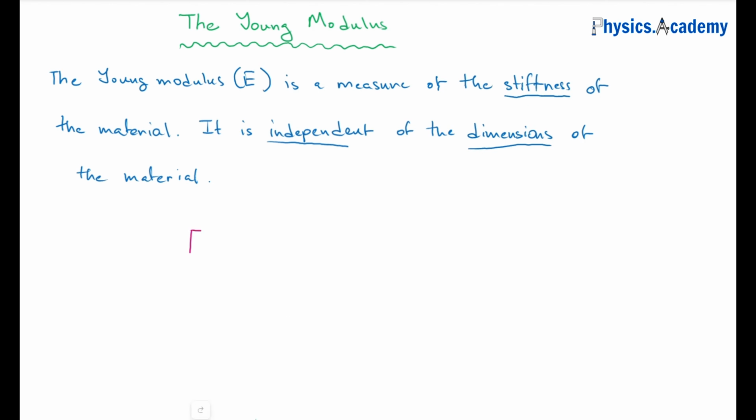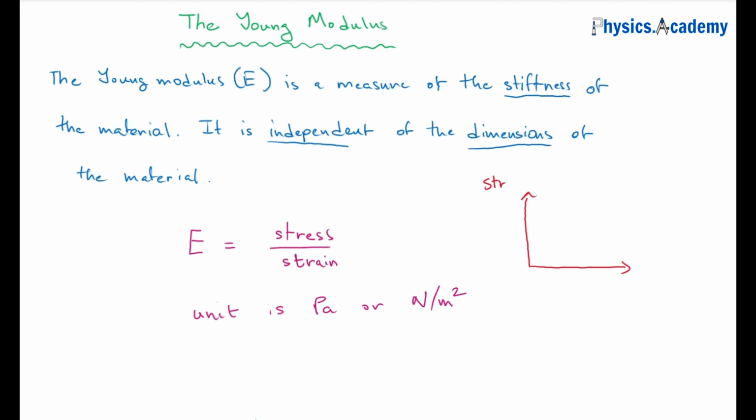To calculate the Young modulus, we divide stress by strain, and this will have the same unit as stress, which is pascals or newtons per meter squared, because we know that strain does not have any unit. And like we said before, when we plot the graph of stress against strain, the gradient of the graph equals the Young modulus.